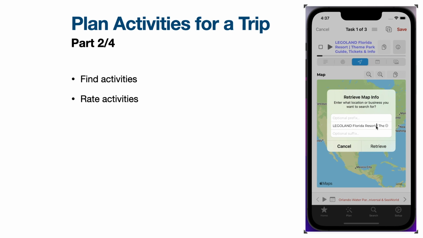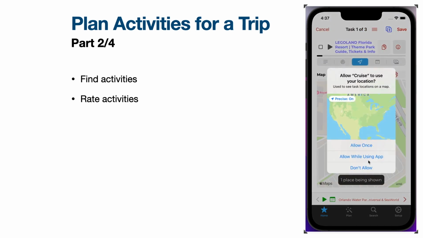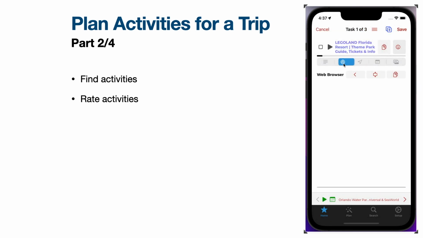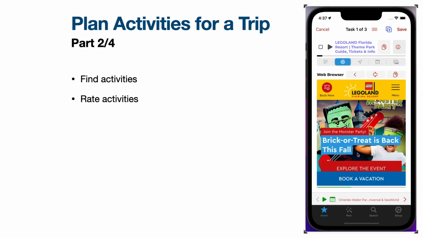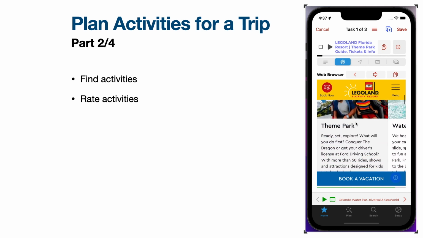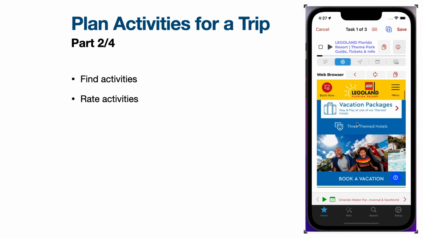I can pull in the contact information for this, well, the location information. So I'll just get rid of the excess text here. Now this text came after I did the add task. It came right from the website. I do retrieve, it pulls that up, and then I can see it on a map. And then I can also go to the web browser tab, and the web browser got pulled in.